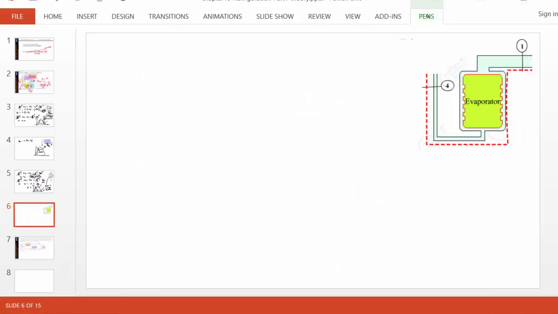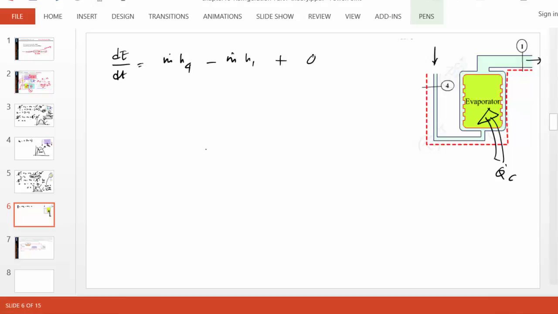Finally, let's analyze the evaporator. What happens in an evaporator is that heat is added, Q dot C, that's our cooling load. Energy comes in here at state 4 and goes out at state 1. So if we do an energy analysis of the evaporator, m dot h4 is coming in, m dot h1 is going out, plus Q dot minus W dot. That's the standard energy equation, steady state, no external work.